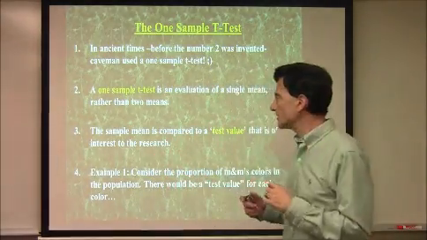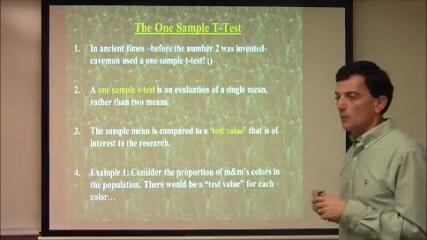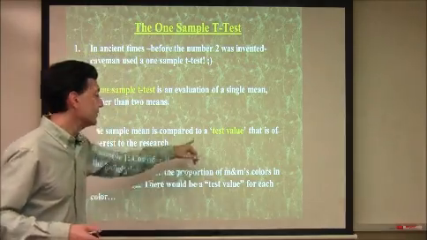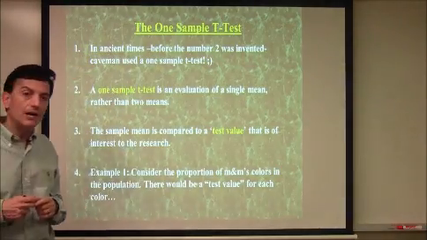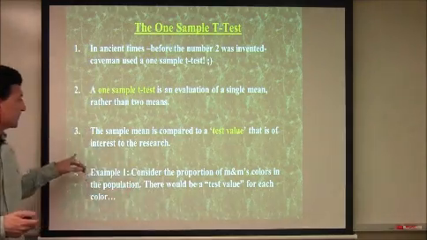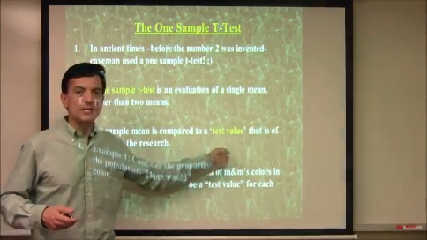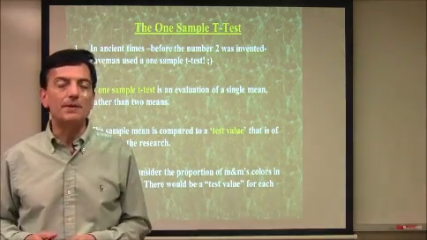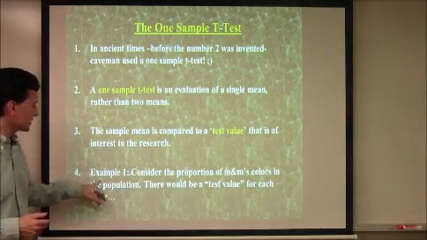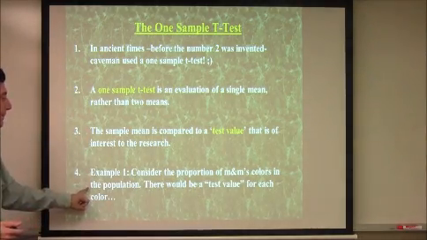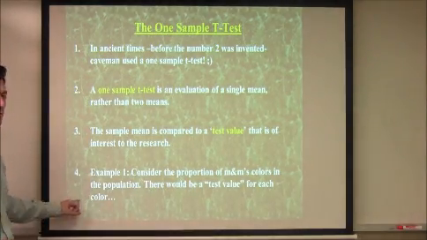But you can have a one sample t-test, and we're going to compare one sample's mean to some sort of a test value, and you'll see that phrase in different kinds of statistical packages. You might see it in SPSS, for example, and that test value will have some kind of empirical interest, or maybe theoretical interest to you. So here's an example. Consider the proportion of M&M colors in the population. There would be a test value for each color.